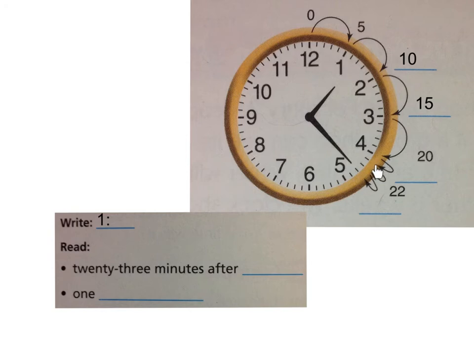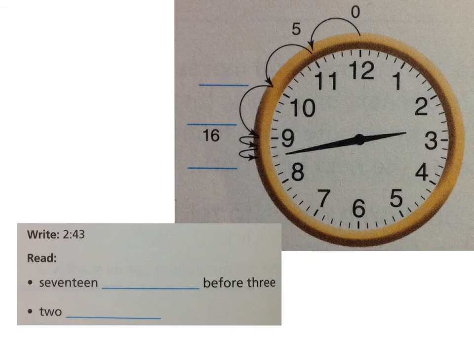21, 22, 23. So the time is 1:23. We can read this as 1:23 or 23 minutes after 1. When a clock shows 30 or fewer minutes after the hour, you can read the time as the number of minutes after the hour.